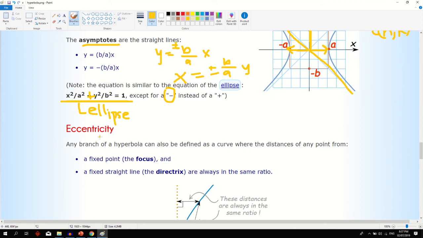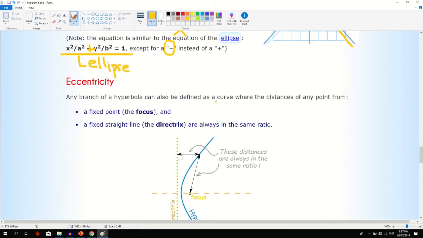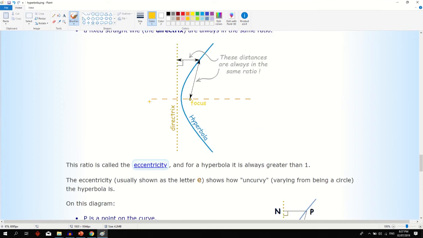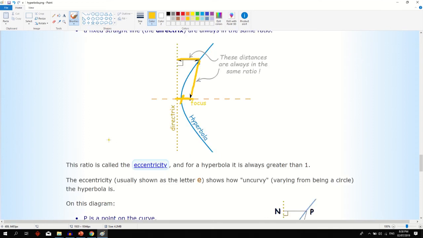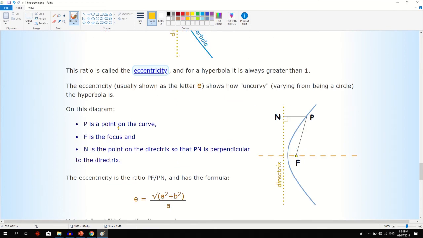Very good. So eccentricity shows how curved it is, where the distance is from any point to the directrix. So you still have a directrix here. The distance from the vertex to the focus is equal to the distance from the vertex to the directrix. So the ratio is the eccentricity, which shows how uncurvy it is.